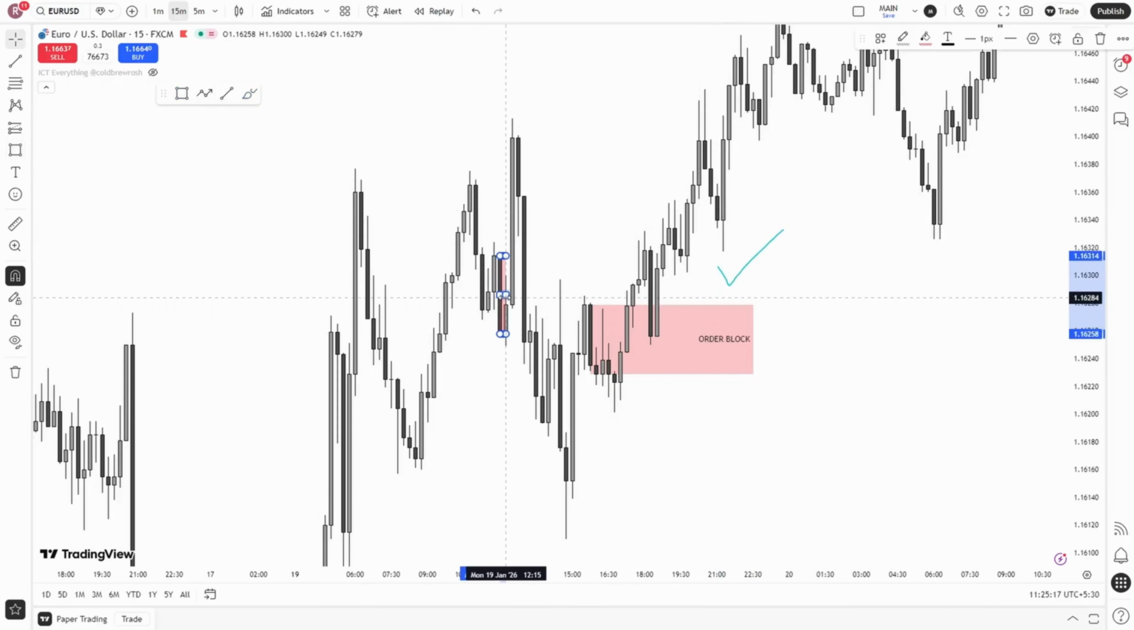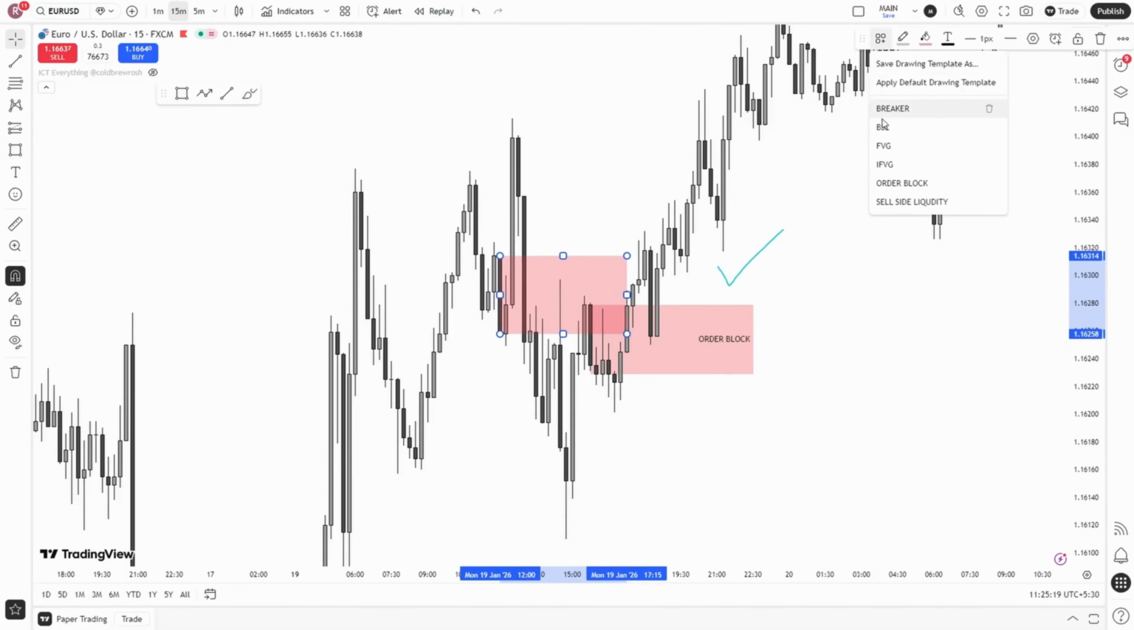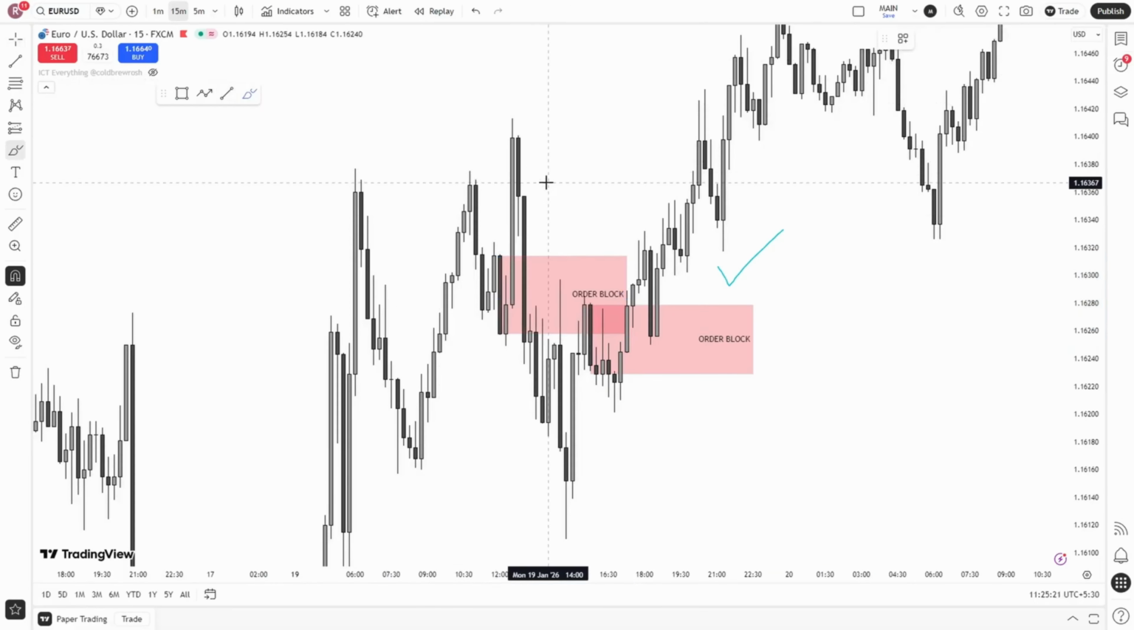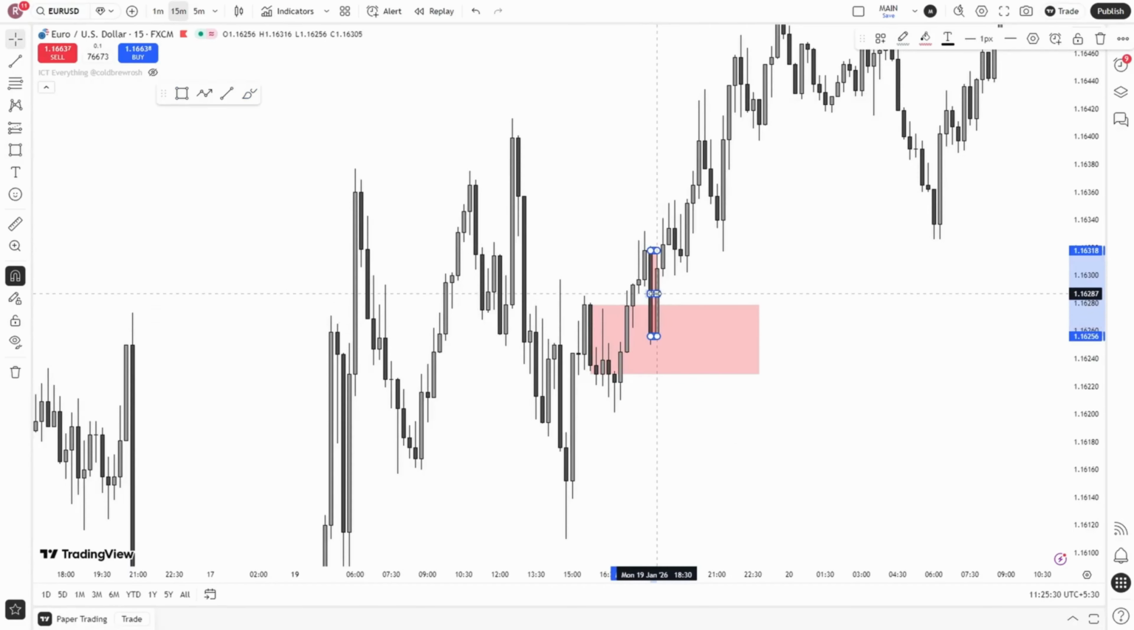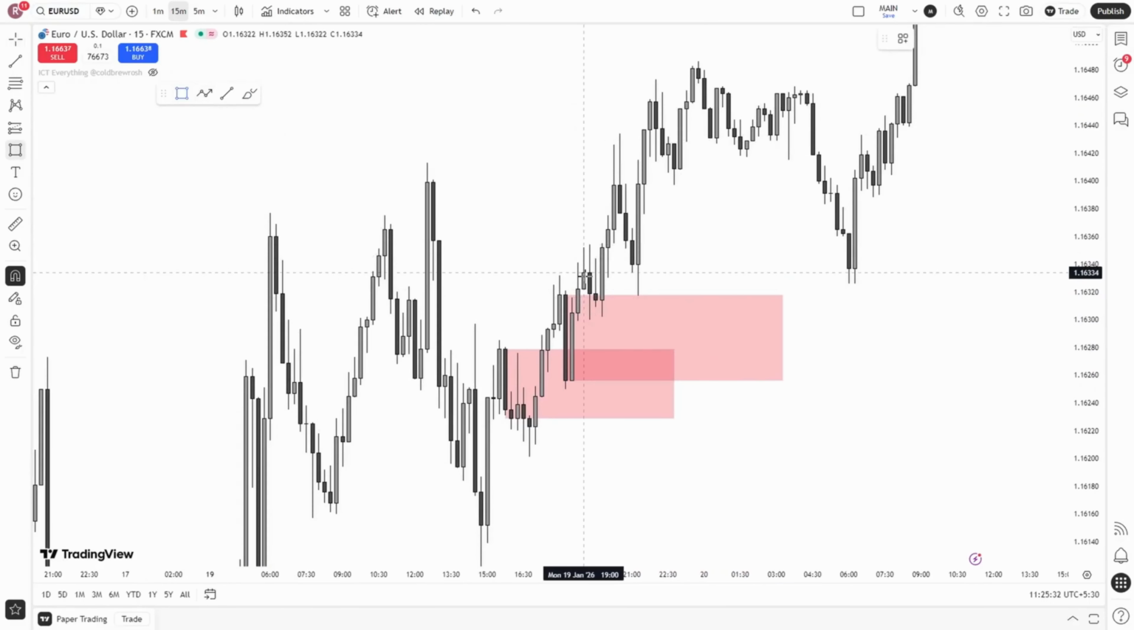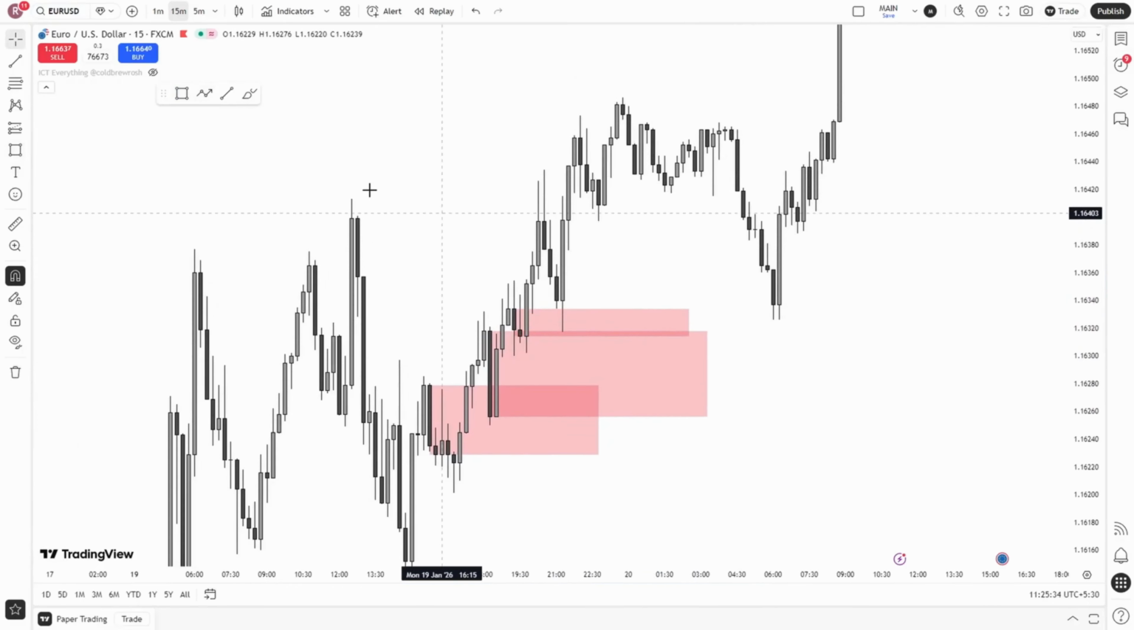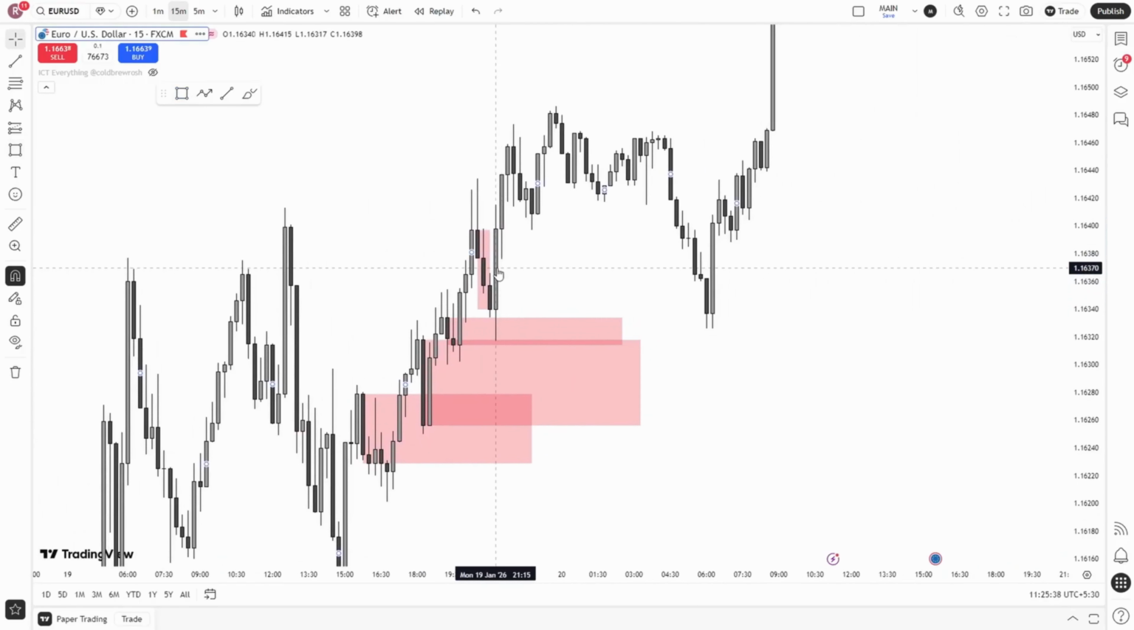To answer this, we didn't rely on opinions, we relied on data. We backtested more than 100 order blocks across different market conditions, different structures, and different reactions. We applied multiple rules and tested different setups to see whether they actually increase the win rate or just look good on charts. And what we discovered was interesting.